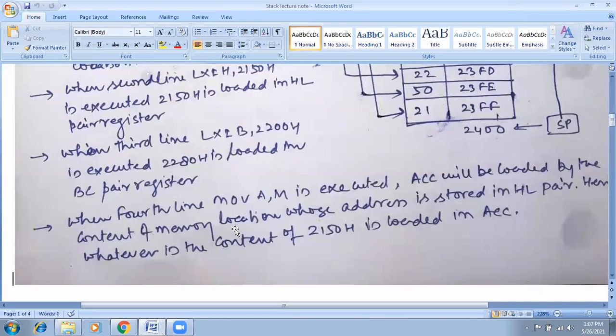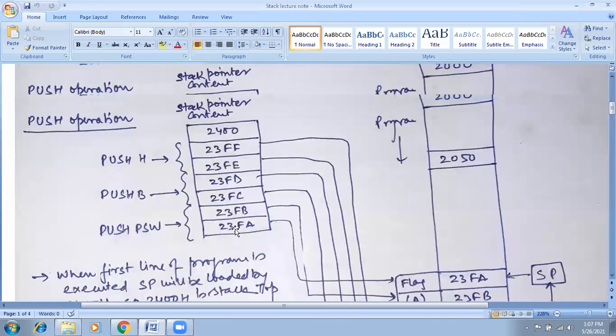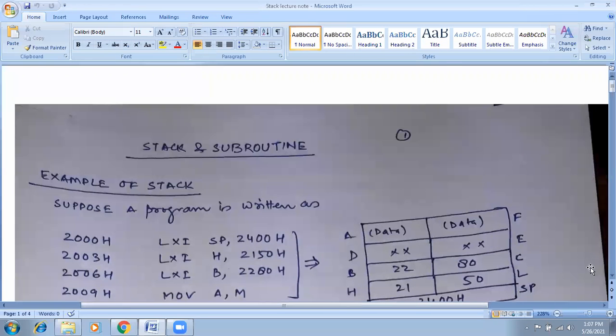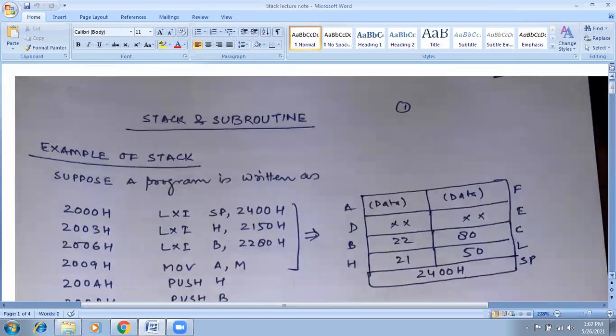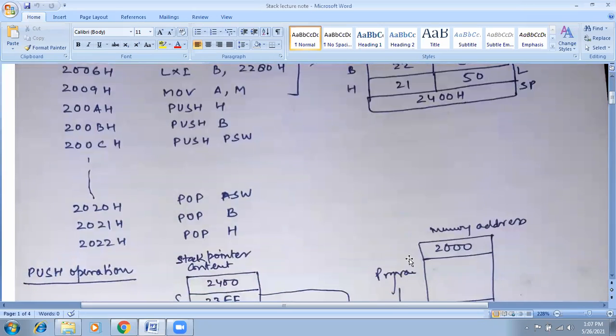Now after this, after many lines which have been written in between, the 2020 is representing pop PSW. Now what I want with this instruction, I want to fetch the top two stack locations into the program status word. Now, as I told you earlier, push instruction and pop instruction are counterparts of each other.